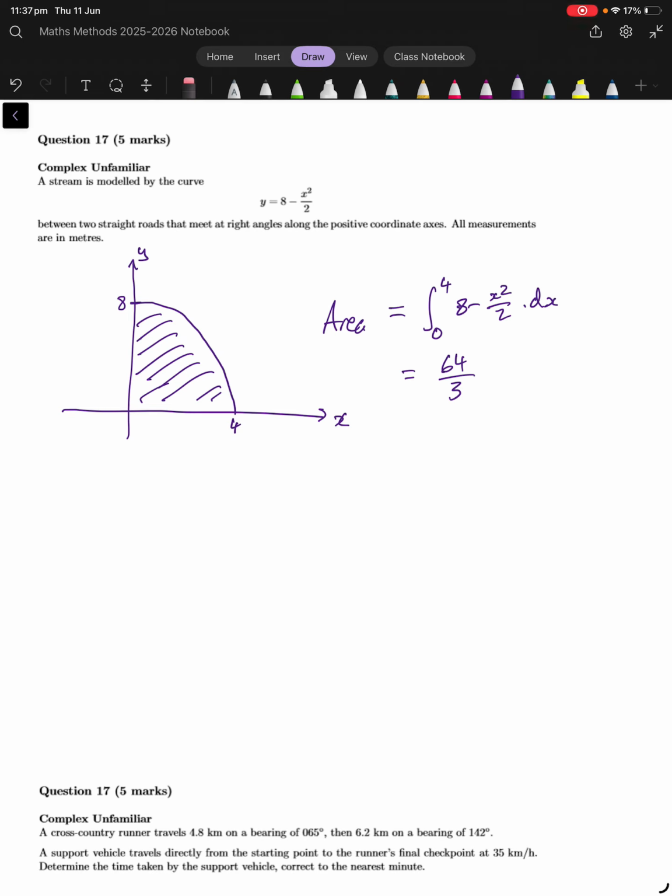So if we add in that extra bit, which seems to be missing in the question but is in the answers, excavated to a depth of 5 meters.